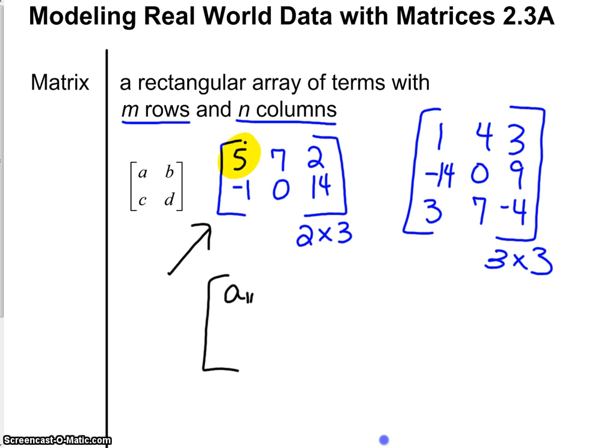The 7, so let's say now we're going to talk about the 7. The 7 is in A12. It's in the first row in the second position, okay? The 2 over there is in A13. The -1 is in A21. The 0 is in A22. And the 14 is in A23. This is just a notation, and it's really something you might need to know when you're working in your book.